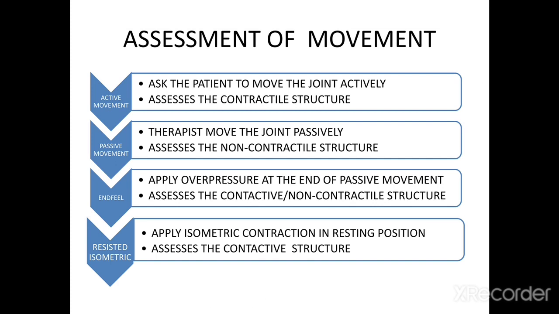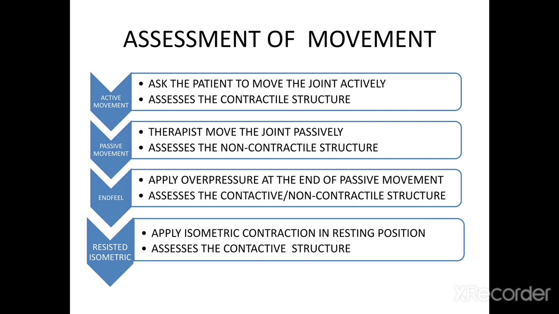The next step is the passive movement assessment. Here the therapist moves the joint passively. This will assess the non-contractile structures, especially the capsules and the ligaments. Again, at the end of the passive movements, the contractile structures get stretched, and that can limit the range of motion. So there is always a query between contractile and non-contractile structures limiting the range of motion.